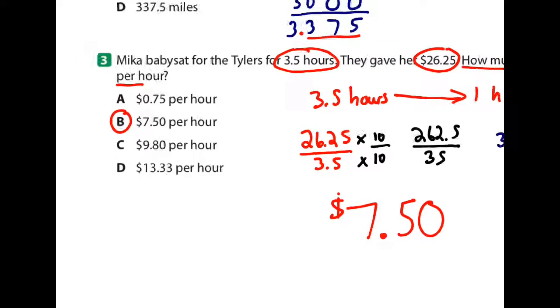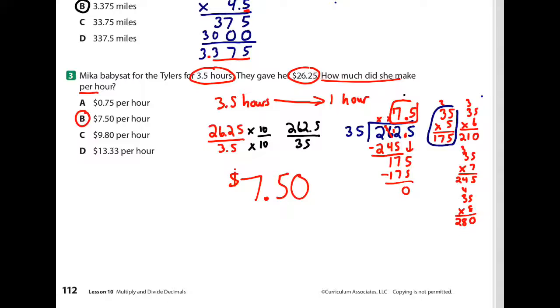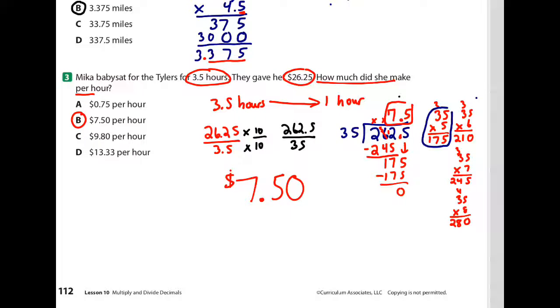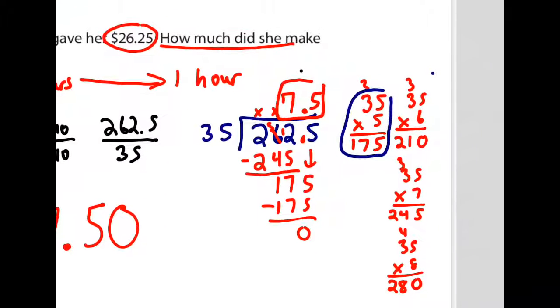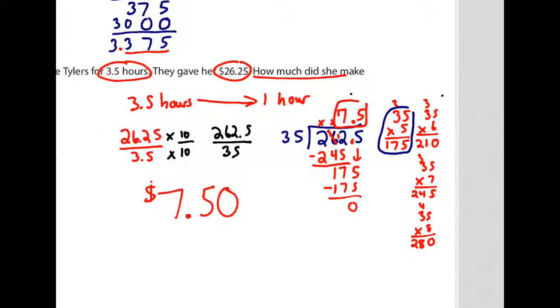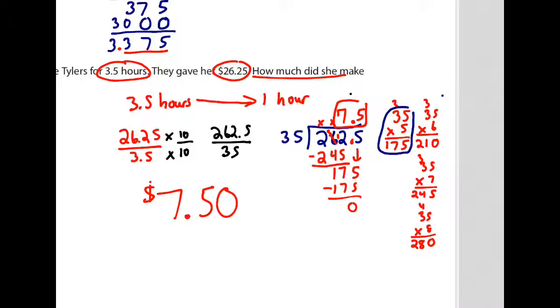So what I want you to do is, if you had it wrong, understand where you went wrong. Did you mess up changing it so you were dividing by a whole number? Did you do that correctly, but you maybe messed up your division? All right, so figure out where you messed up, make your correction, and then we'll move on to the next problem.